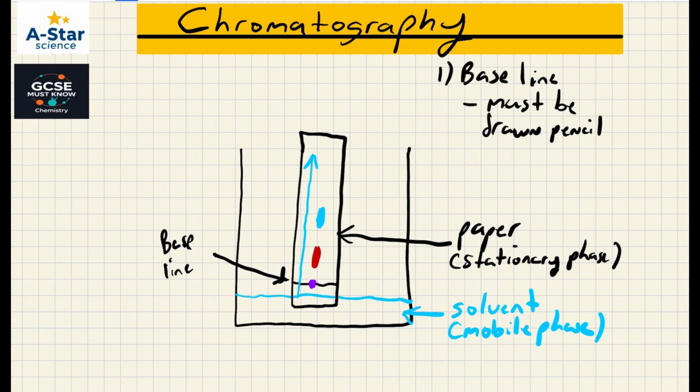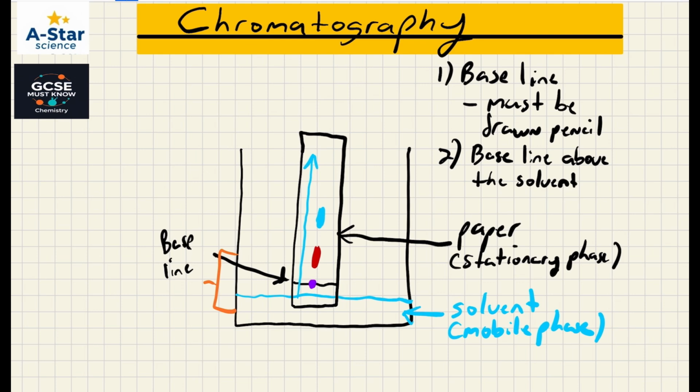And that's very important. The second key point that they ask you about on the exam is that the baseline must be above the solvent. So you can see in this particular area here that the baseline is above the solvent. If it was below it, then that means the ink that you're trying to sample would just mix with the solvent at the bottom of the container. And that way you wouldn't actually get the separation of mixtures that you really want.